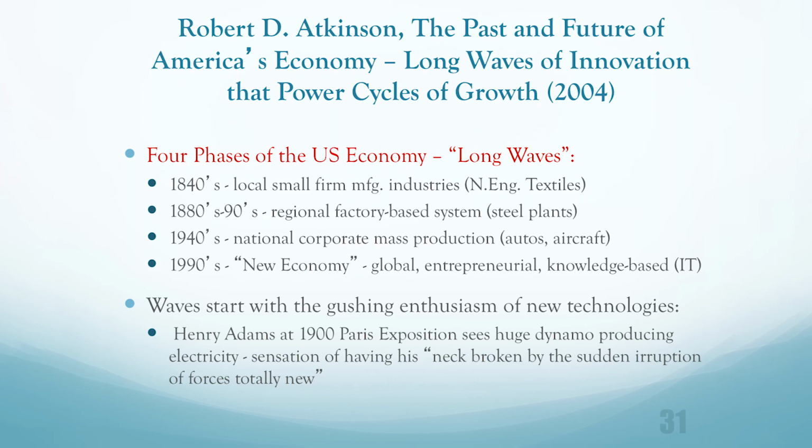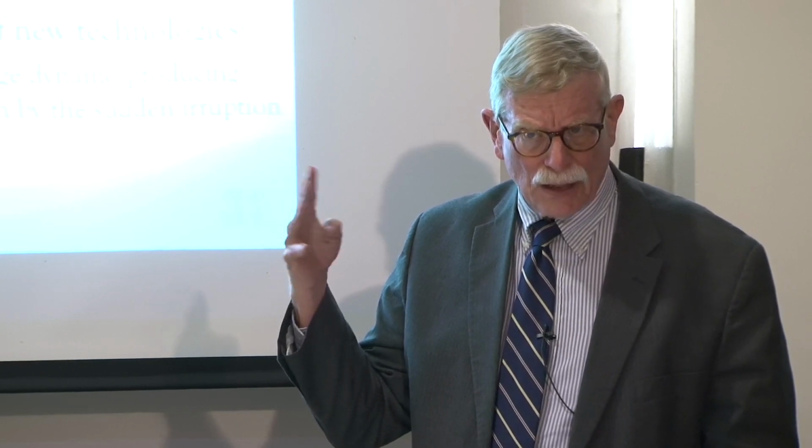But he argues that in the 1840s, the development of small local manufacturing industries in New England, around textiles and early machines, is one wave. By the 1880s and 90s, that's regional factory-based systems, and you know what those 19th century cities looked like. Think about Pittsburgh. By the 1940s, we're moving towards corporate mass production in areas like automobiles and aircraft. Then in the 1990s, he argues the new economy, an IT-based innovation wave, emerges. That's global, entrepreneurial, knowledge-based. That's his way of looking at innovation waves in the US economy.